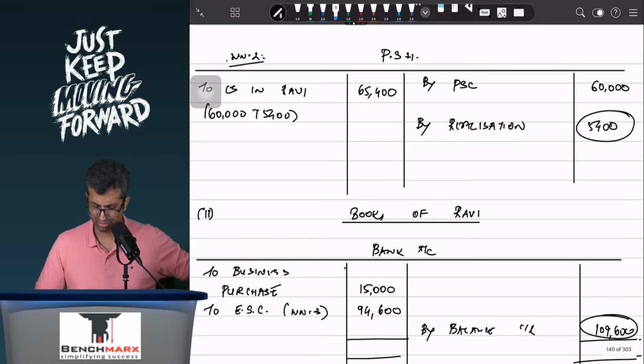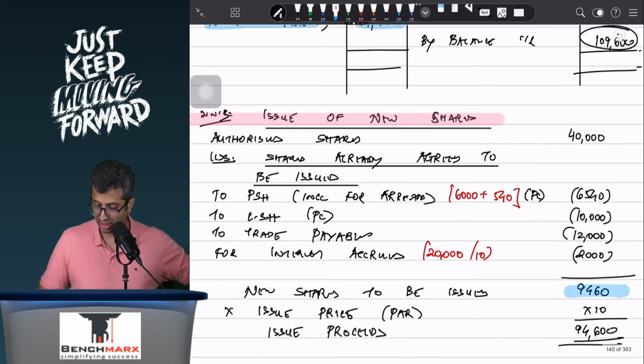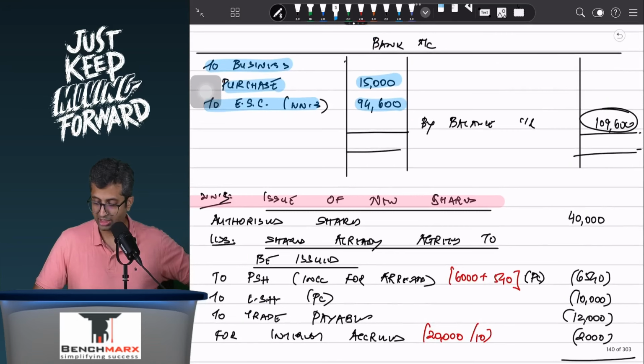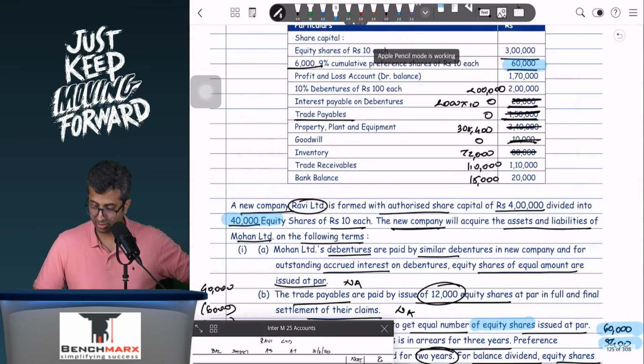अच्छा यहाँ पे in the books of Ravi bank account में business purchase में, in the books of Ravi I will take over cash balance of 15,000 plus I will have 94,600 on issue of shares, 9460 into 10. As we said, all said and done 9460 into 10. And then the balance of 1,09,600. Uske alava, we will directly prepare the balance sheet.